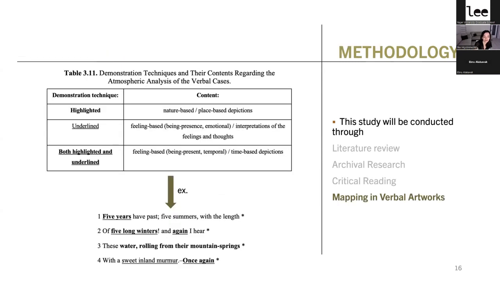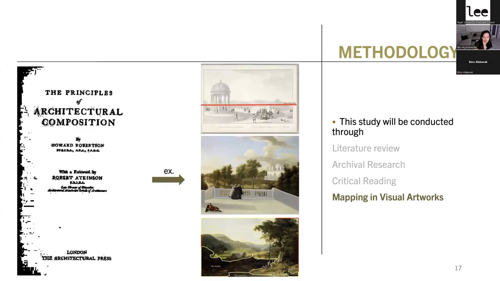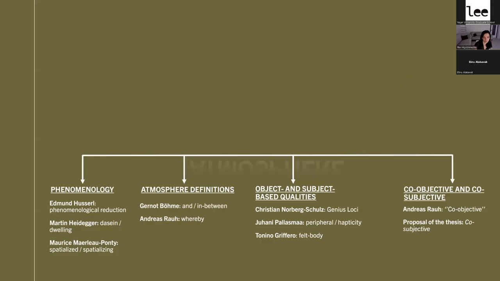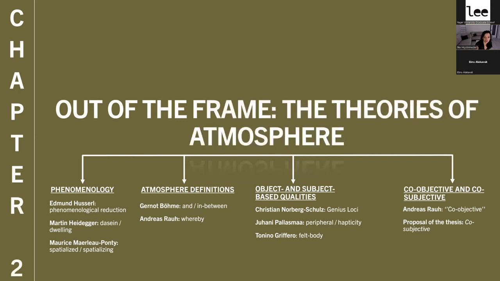In this regard, to make the analysis more legible, I applied my reading model to the verbal domain, as seen in this slide as an example, and I will make it clear in the cases part. And the visual domain, also utilizing Howard Robertson's book, The Principles of Architectural Composition. So in Chapter 3, it was mainly about the atmosphere theories, which consist of the out of the frame.